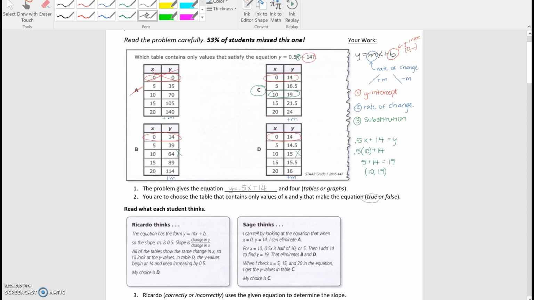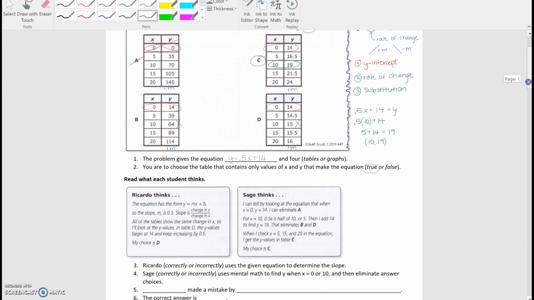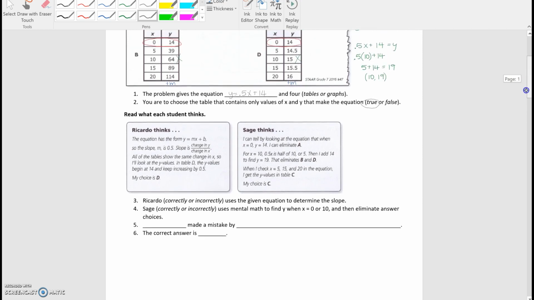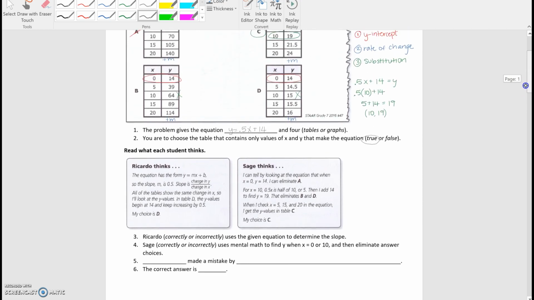Okay. So now we're going to go ahead and look at what each of these students thinks. Okay, so Ricardo thought that the equation was in y equals mx plus b. That's exactly what we did. So he found the slope, and that is a term that we use in 8th grade. So it was rate of change. And so sorry, we're going to just go ahead and skip this part.